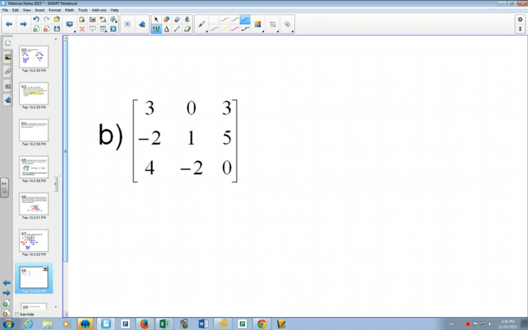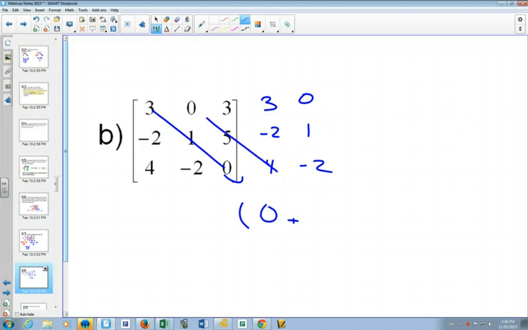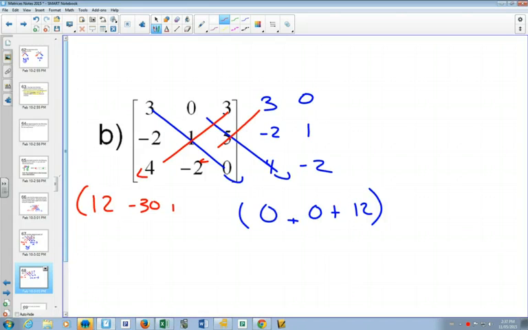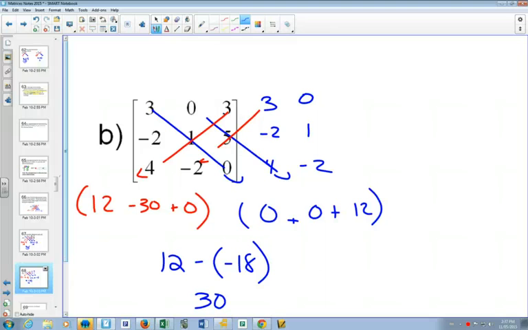All right, check what you got. Do you guys get 30? Excellent. So 3, negative 2, 4, 0, 1, negative 2. Diagonals are 0 plus 0 plus 12. And over here, 12 minus 30 plus 0. And you'll get 12 minus a negative 18, which gives you 30.